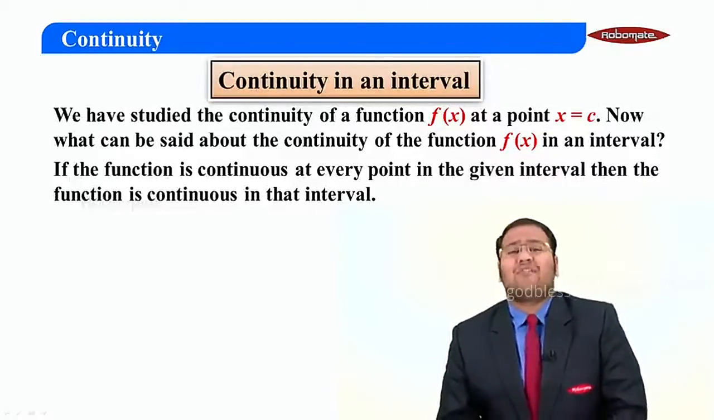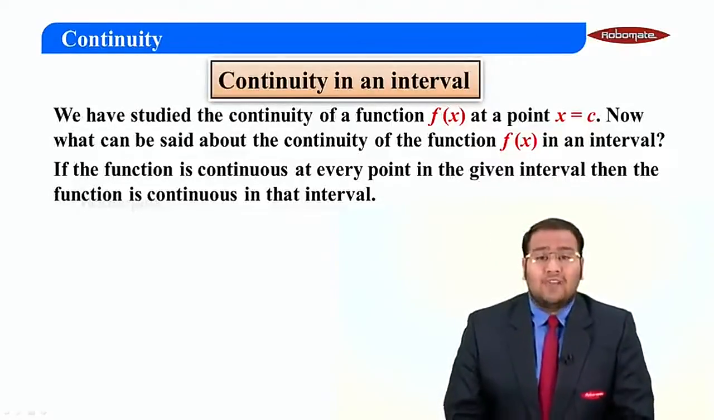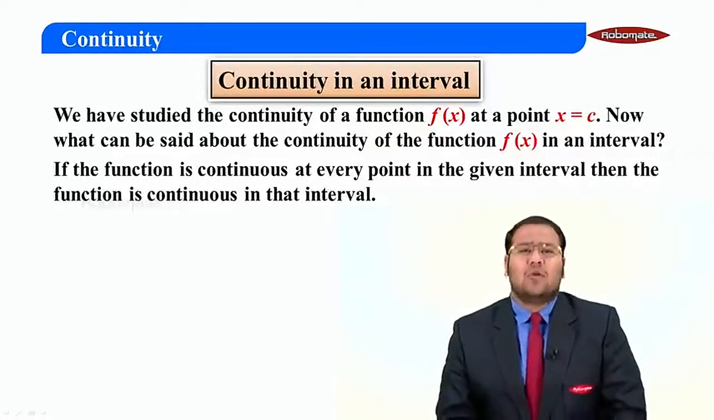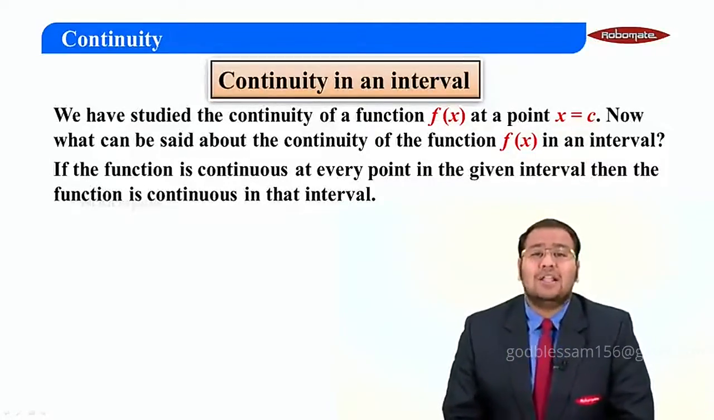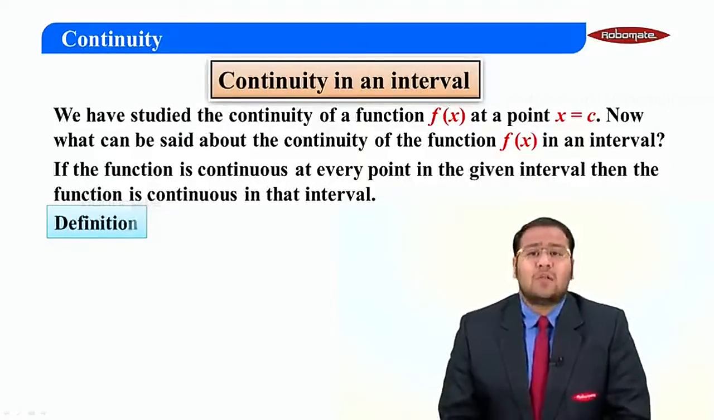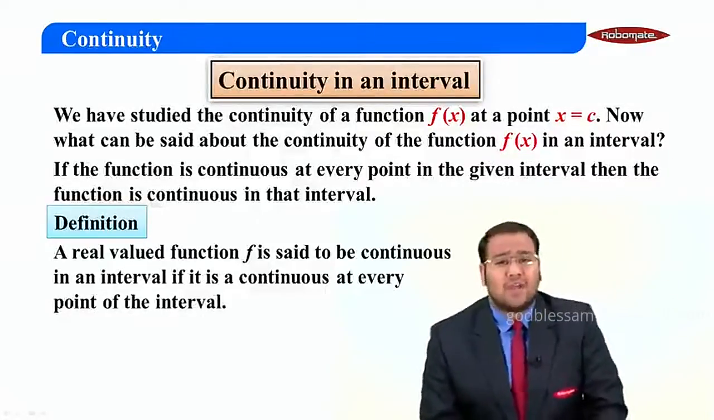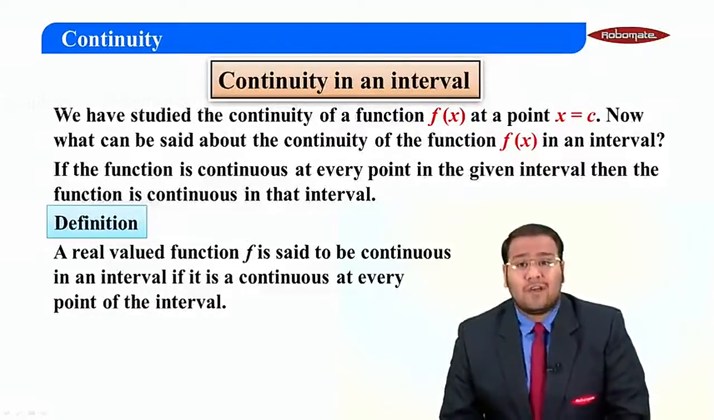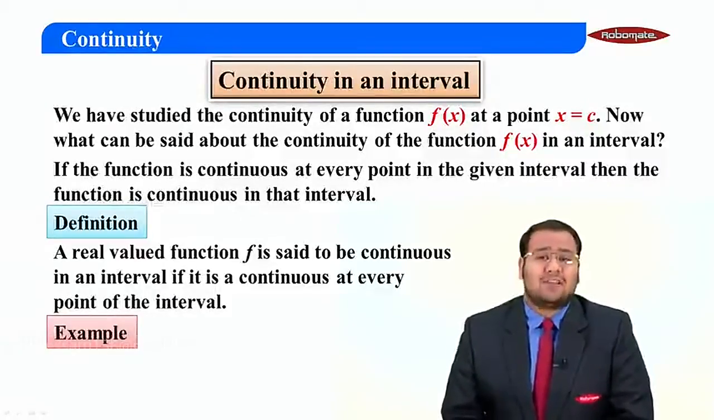Assume you have a function f of x in the interval of -1 to +1. So, if your function is continuous at every point in -1 to +1, then in that case, I can say the function is continuous in that interval -1 to +1. Now, let's have its definition. A real valued function f is said to be continuous in an interval if it is continuous at every point in that interval.